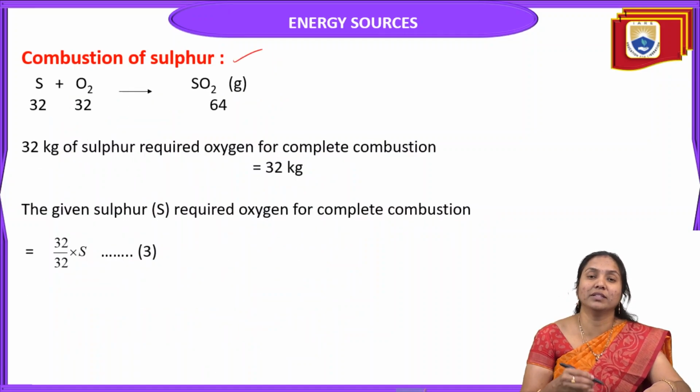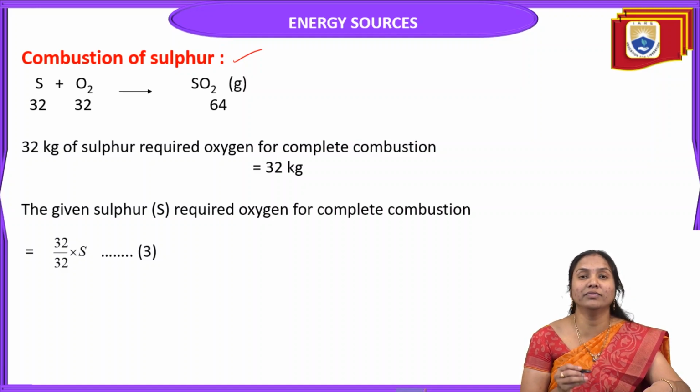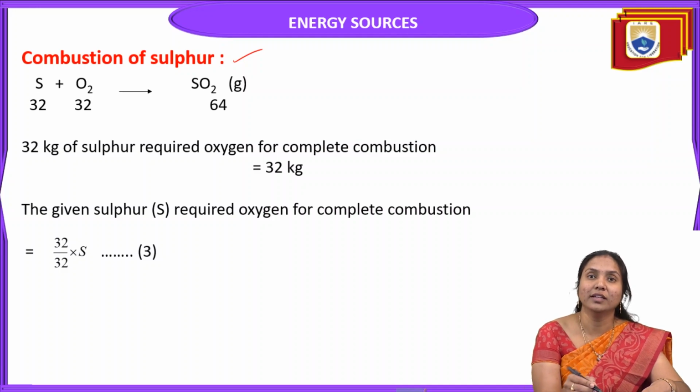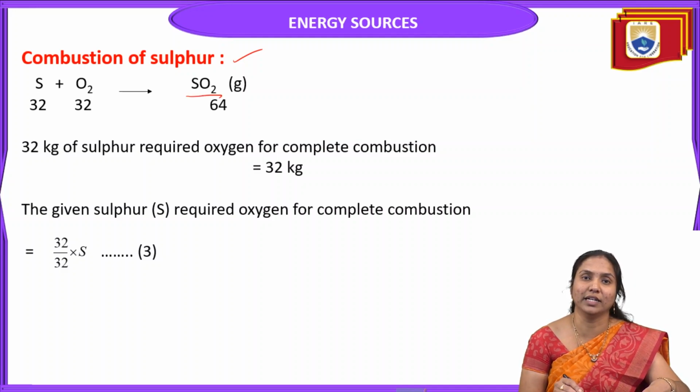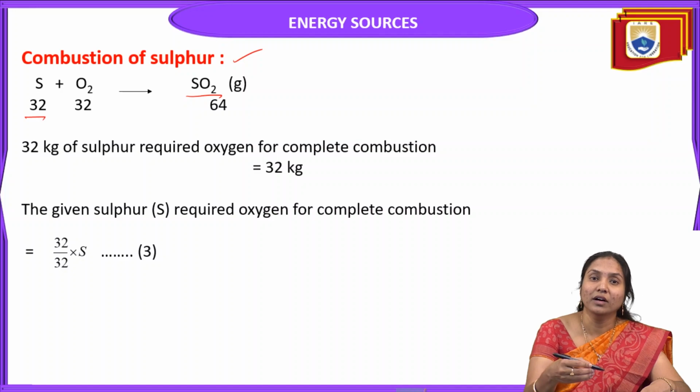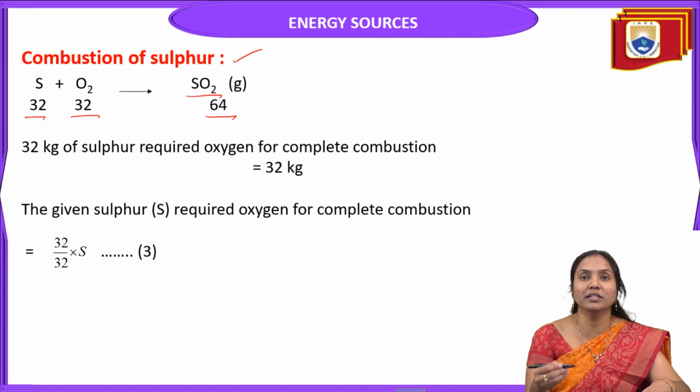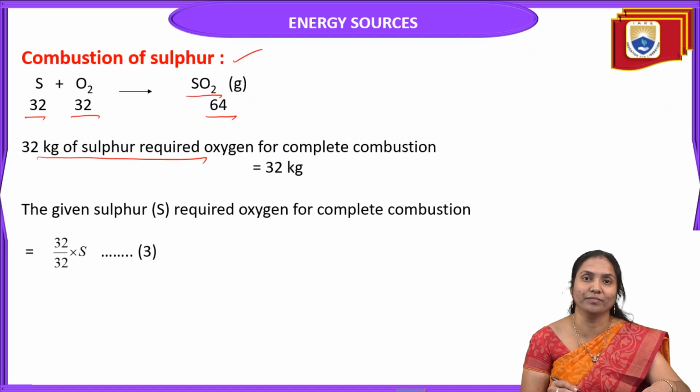Now, for example, sulfur present in the fuel. For burning of sulfur, how much oxygen is required? First write the reaction. Sulfur reacts with oxygen, giving the combustion product sulfur dioxide. The molecular weight of sulfur is 32, and the oxygen required is also 32. The molecular weight of sulfur dioxide is 64. What is the meaning? 32 kilograms of sulfur requires how much oxygen for complete combustion?